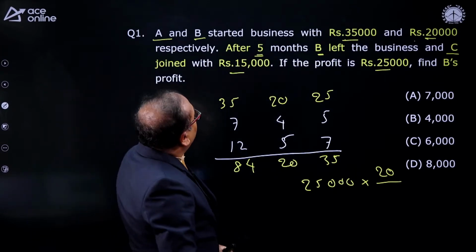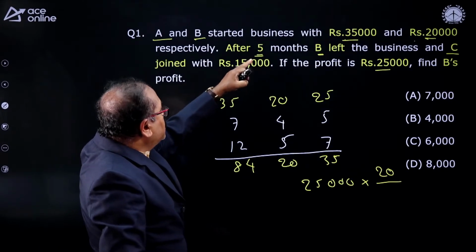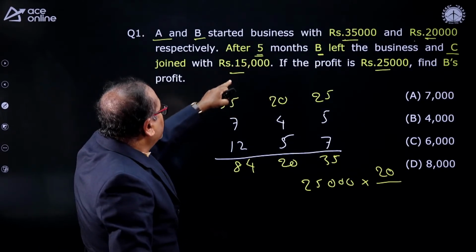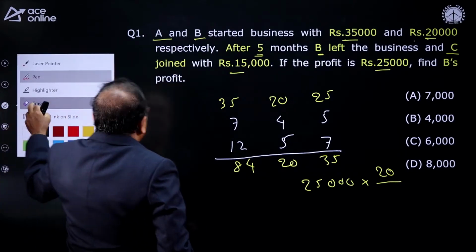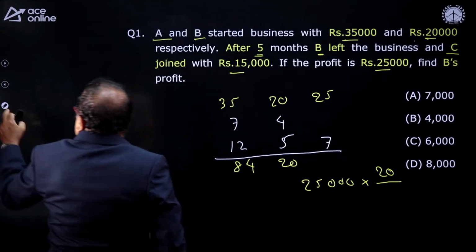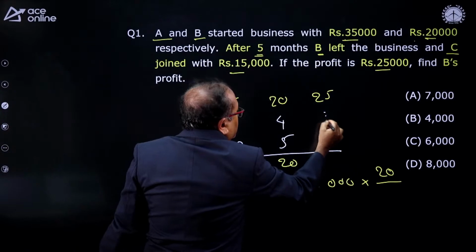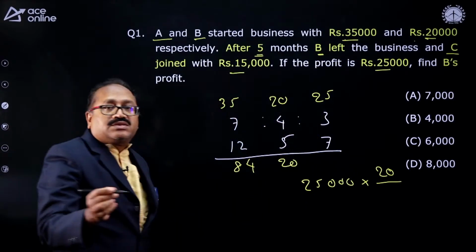Did I make any mistake over here? Okay, this is 15,000. So that is 7 times, then this 4 times, and this is 3 times. So this is 3 times. Take that 3. This is what the capital ratio is.